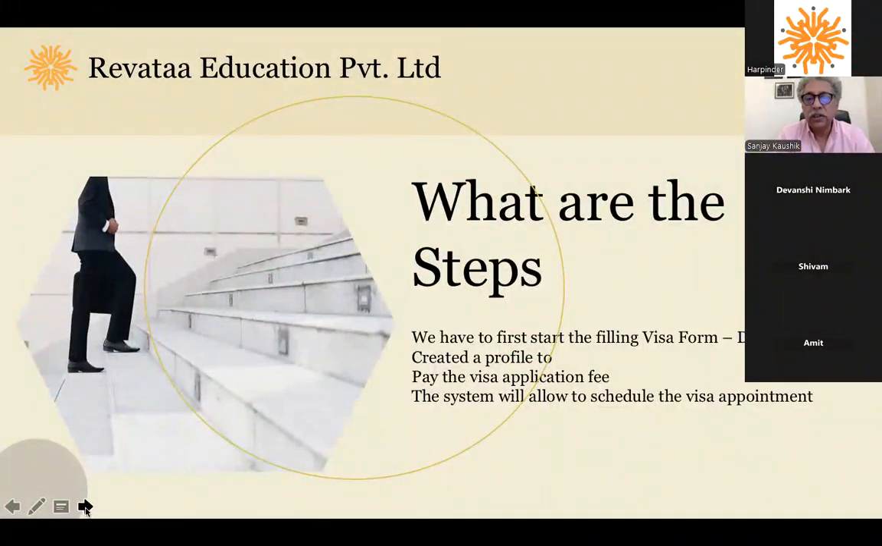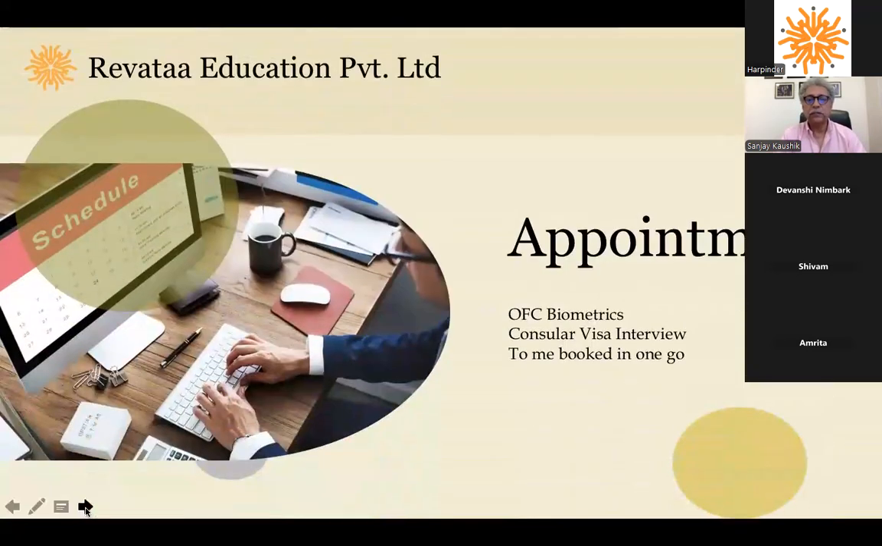So like I mentioned, you have to fill your visa form called DS 160, create your profile on the US visa travel docs, pay the visa application fees, and then schedule an appointment for yourself. You have got to schedule 2 appointments. One is for your OFC, the biometrics, and the other one is going to be the counselor appointment, which is the visa interview. It has to be booked at one go.